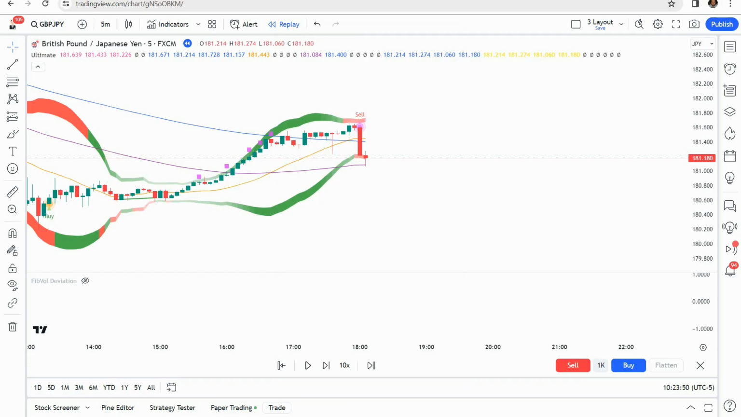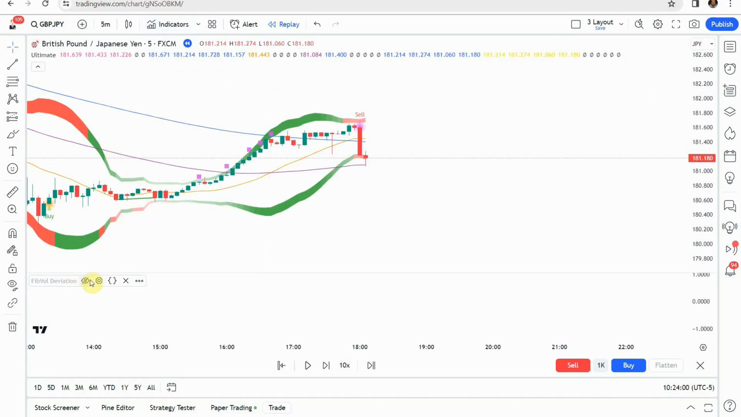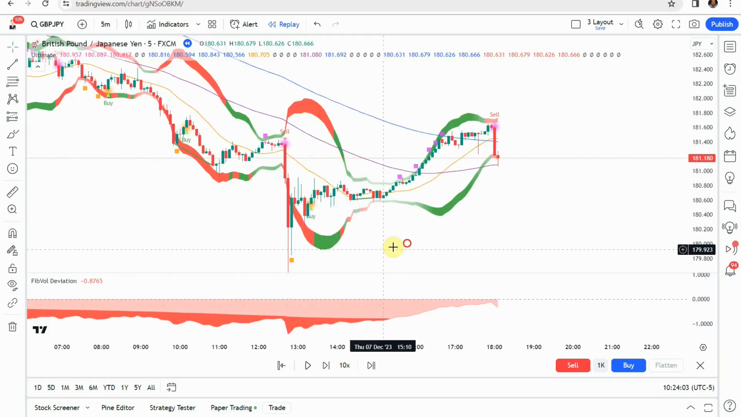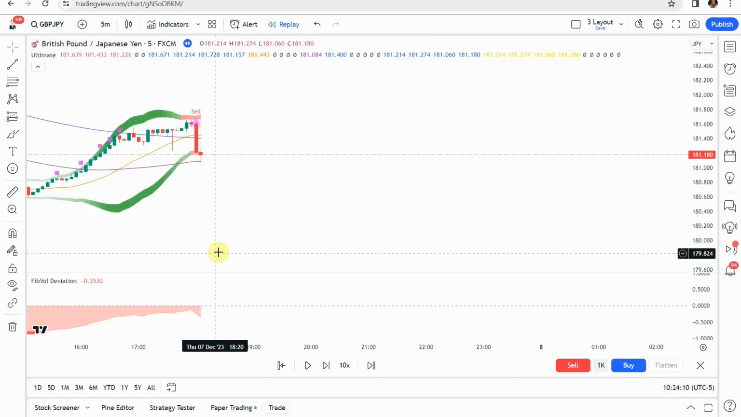The next indicator you will want to add to the screen is going to be the Fibonacci Bollinger volume weighted deviation indicator, and it will look like this right here. On that one, you will leave that on the default settings, so you won't change anything there.